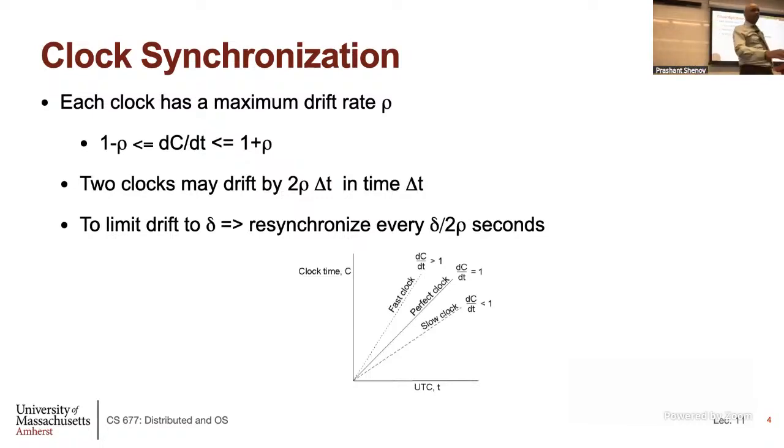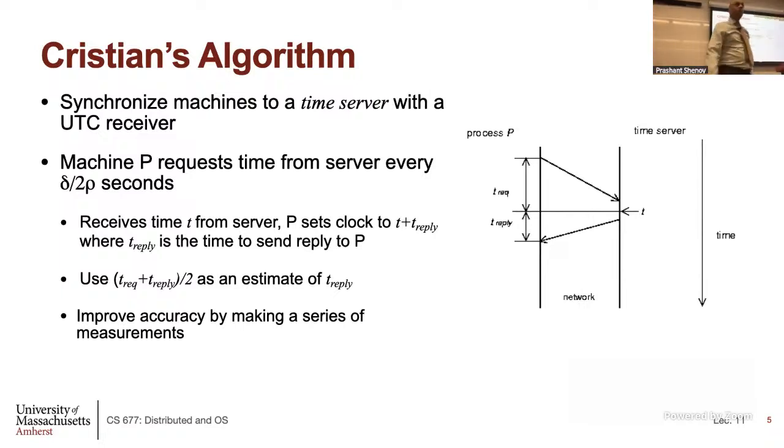Okay. All right. So this is Cristian's algorithm. You can use one value of T request plus T reply over 2 and use that as the estimate of T reply. Newer algorithms will make a sequence of these requests and find a sequence of these estimates, because the network conditions might change, and use some sort of a mean value over multiple measurements. So you can improve the network estimate of one-way latency by making multiple measurements and so on.